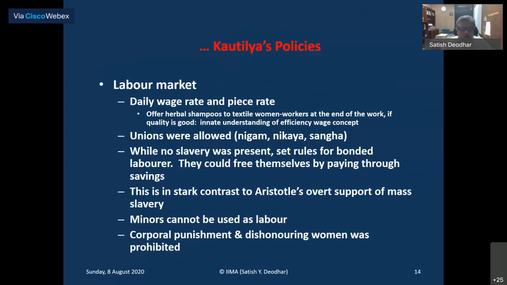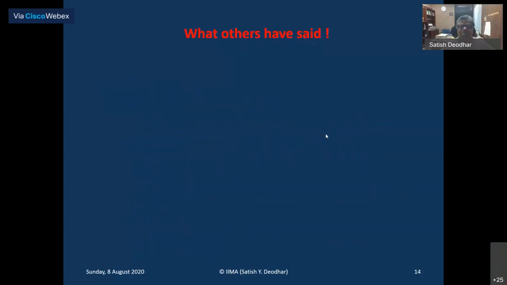In fact, Kautilya talks about minors not being used as labor. Today's modern laws talk about it: 14 years or above has to be the age to hire anybody, right? You cannot hire below 14. That's the minors basically. And corporal punishment and dishonoring women was prohibited. This is Kautilya stating clearly. So our laws regarding the labor market were also extremely mature and liberal, which nobody has paid attention to really.